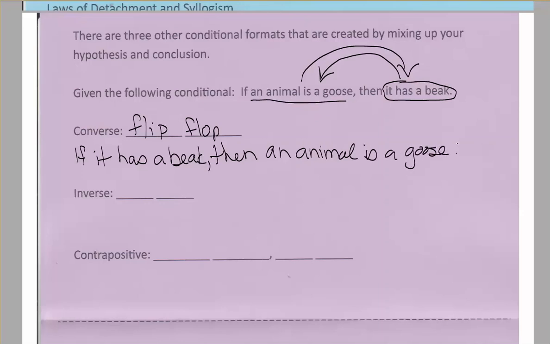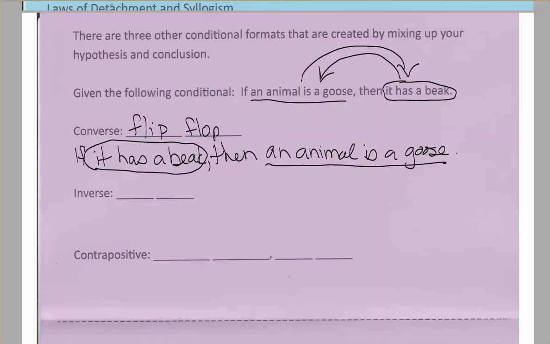So I literally just flipped what was underlined and what was circled with each other. Now, you can rewrite the sentence to make it make a little more sense. So instead of saying it has a beak, you could say if an animal has a beak, then it is a goose. That is perfectly fine. It actually makes more sense that way. I just wrote it this way so you would see what we're physically doing to that sentence is just flip-flopping it. So now this one was the conclusion, and this one was a hypothesis. So I literally just flipped the circle and the underlined apart.